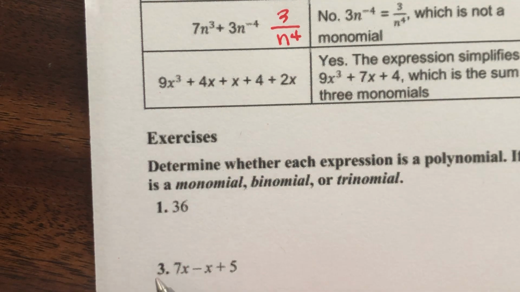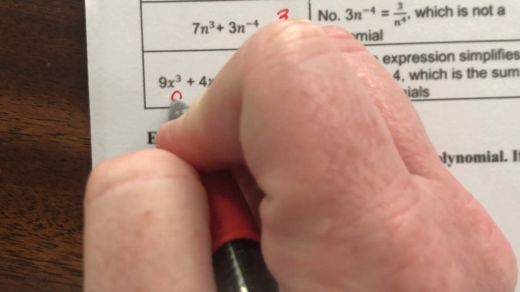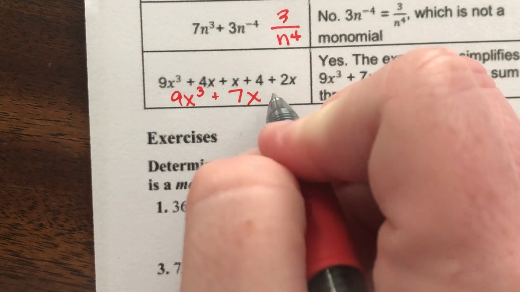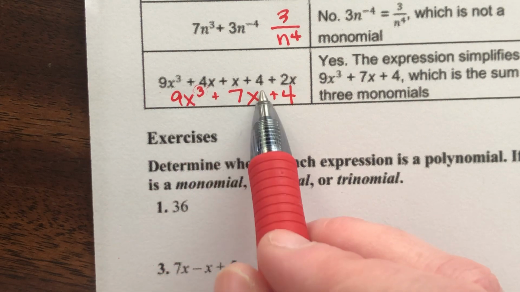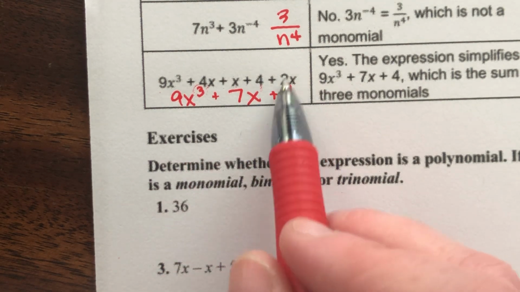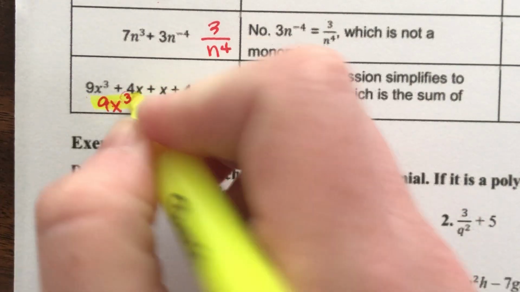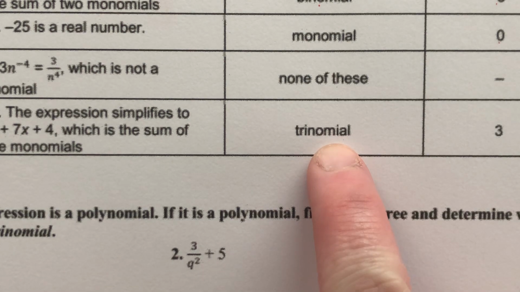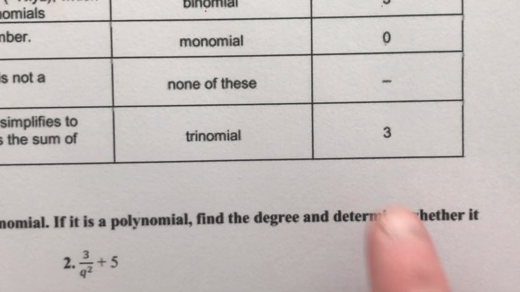And then lastly here, we can actually simplify this and combine like terms. So we've got 9x to the third. We can combine 4x plus 2x, and that's 7x. So 9x to the third plus 7x, and then we still have this 4 we can tack on to the end. This is in standard form: biggest degree, next biggest degree 1, and then this has a degree of 0, so biggest to smallest. And there are 3 terms here separated by plus signs: 1, 2, 3. So this is a trinomial. And the greatest degree here out of 3, 1, and 0 is 3. So it has a degree of 3.